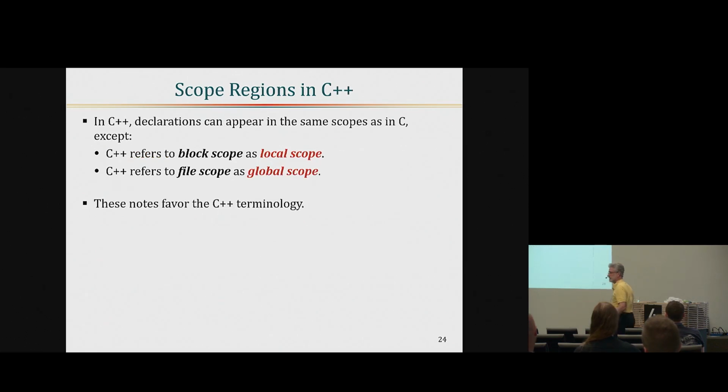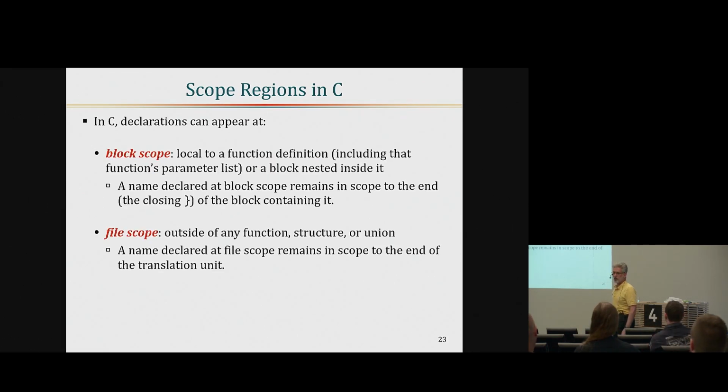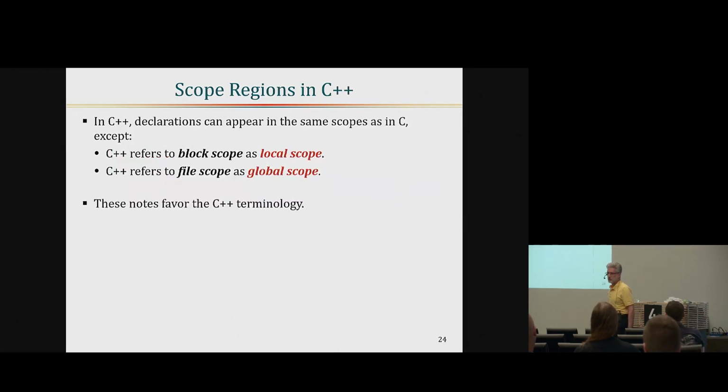In C++, what C calls block scope and file scope is actually called local and global scope. And I believe these are more popular terms. Even C programmers will use these terms in preference to file scope and block scope. And so that's the way I'm going to do it. Since I'm trying to talk about both C and C++, here I'm going to use the C++ terminology.